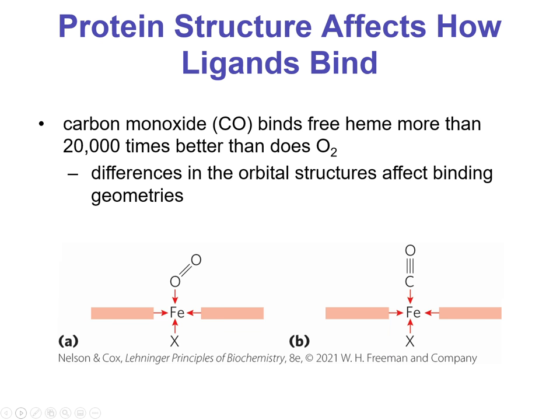Believe it or not, carbon monoxide actually binds free heme more than 20,000 times better than oxygen does. I'll let you think about that for a second. Carbon monoxide binds free heme, not heme that's bound to myoglobin or hemoglobin, but free heme 20,000 times better than oxygen does. And it's really because of the differences in the orbital structures of these two molecules, oxygen gas versus carbon monoxide.